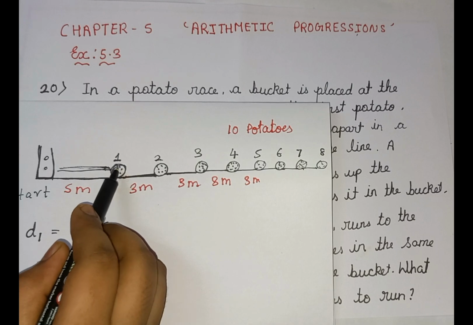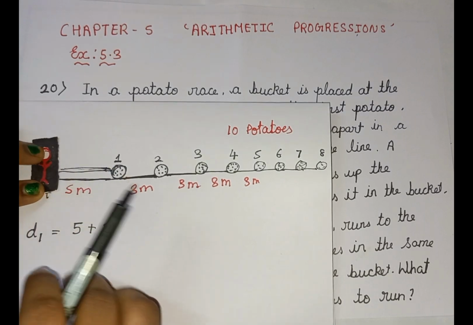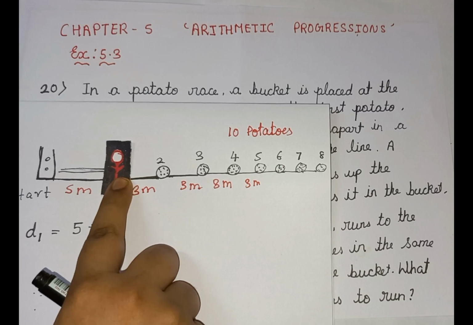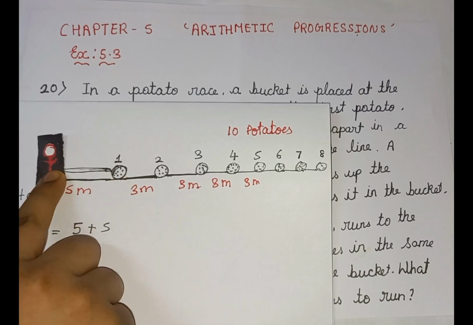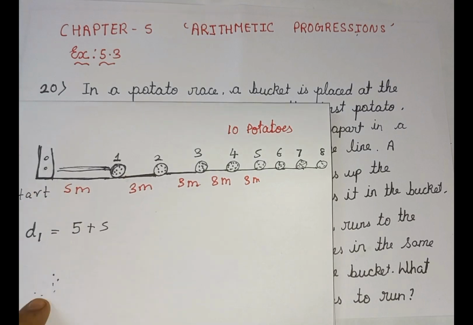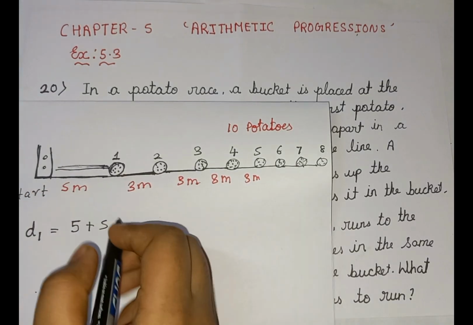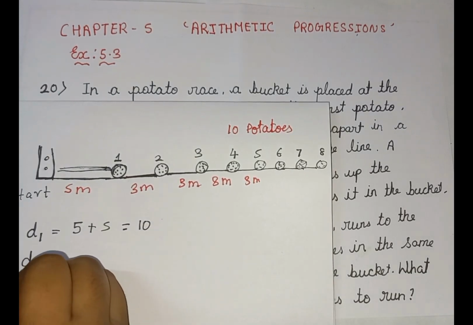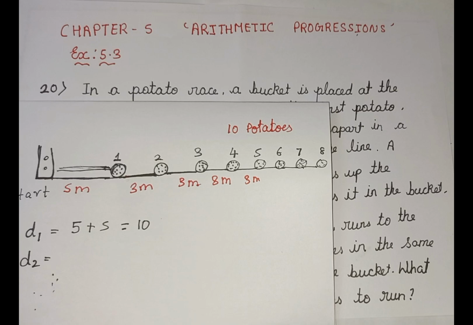First he went like this. So one second. So now he went like this. So now it is 5 meter, right? He covered 5 meter and again he is going back in the same distance. That time also that person is covering 5 meter. That's why 5 plus 5. So 5 plus 5 is 10. Okay, so now distance number 2. So that is the second potato.